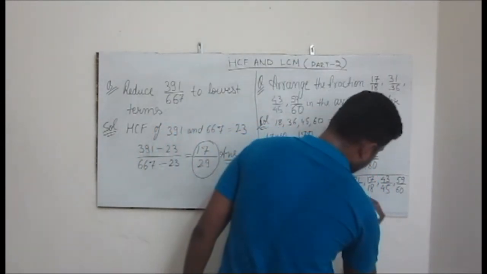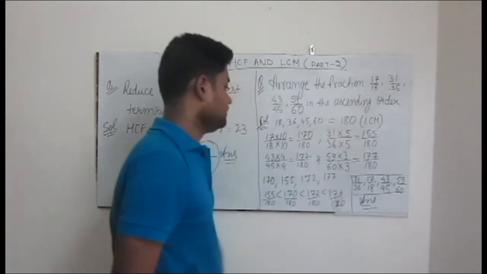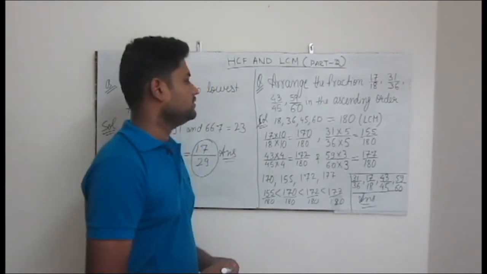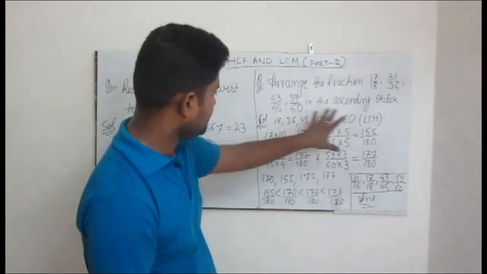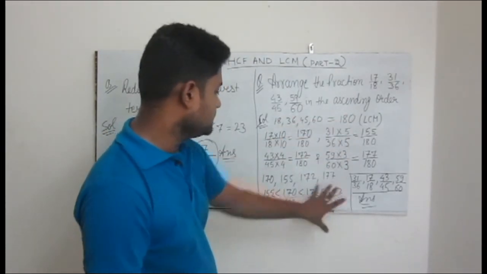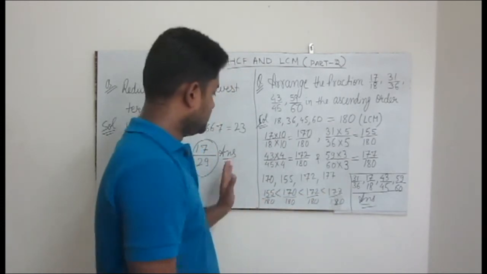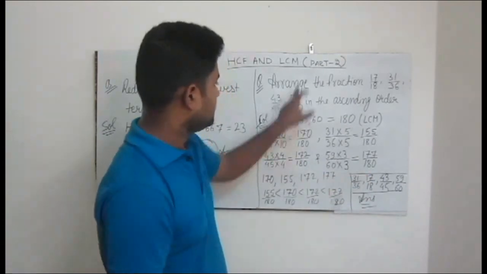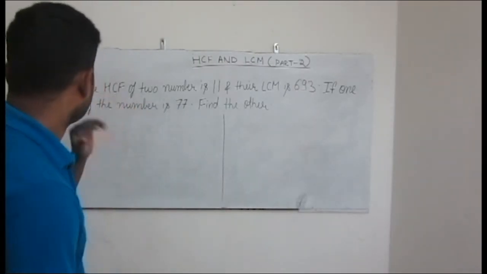So this is the required ascending order of the above fractions. Similarly, in the same way, you can also do it for descending order. Just the same process, but here you try to arrange from greater value to smaller value, and by the same process you can get the answer. Okay, now we will see the next question.